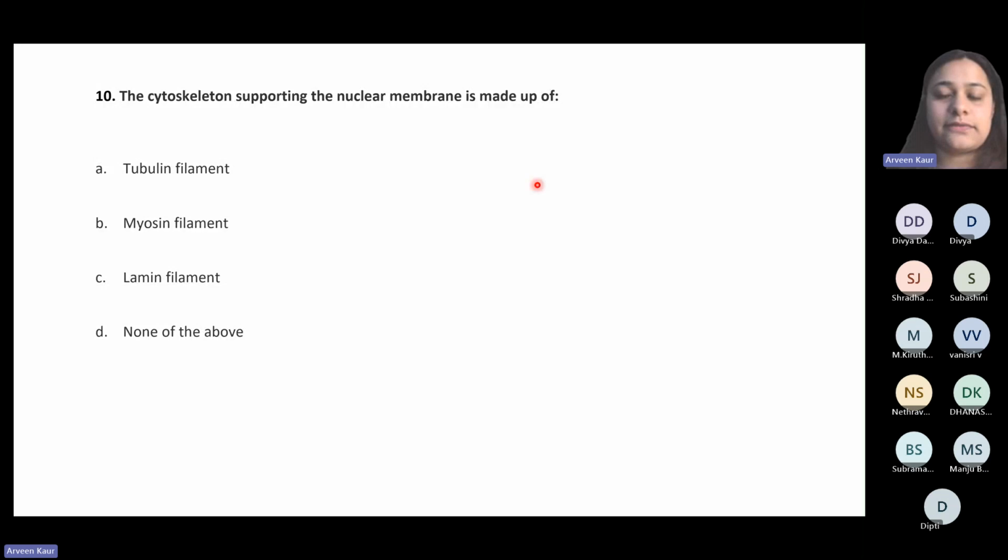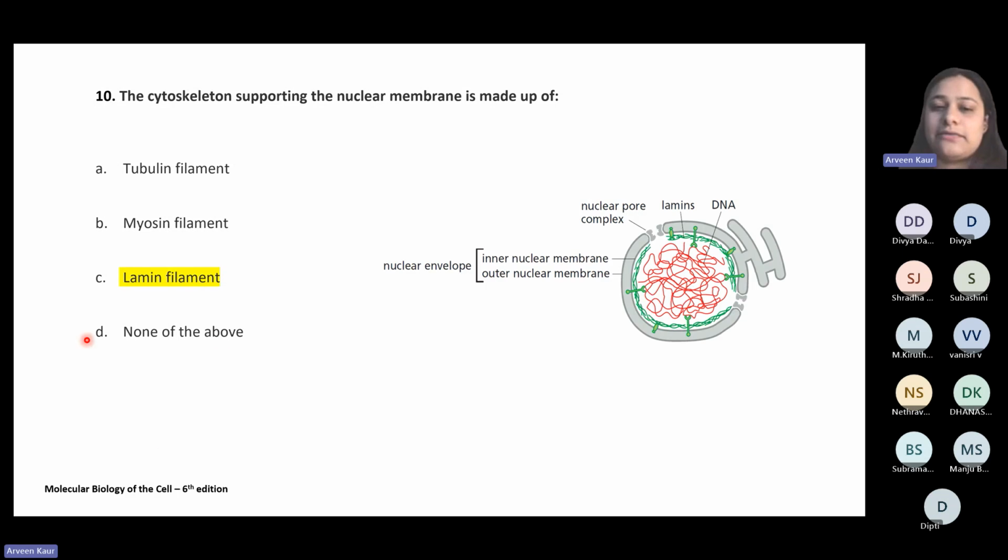We'll move on to the final question from the previous year's assignment, that is, the cytoskeleton supporting the nuclear membrane is made up of which one of these? Tubulin filament, myosin filament, lamin filament, or none of the above? So it is a simple question, I think. We have gone through this cytoskeleton that supports the nuclear membrane multiple times in earlier lectures as well, right? So the answer for this one is lamin filament.